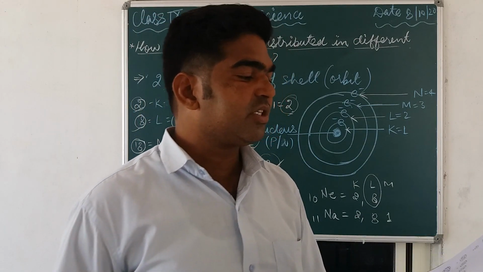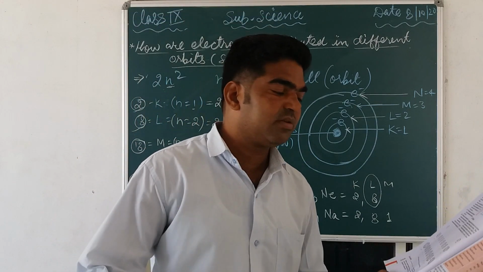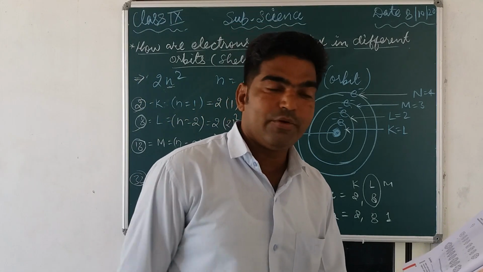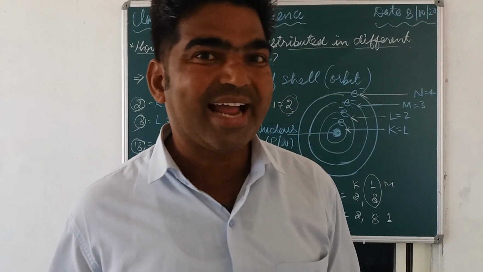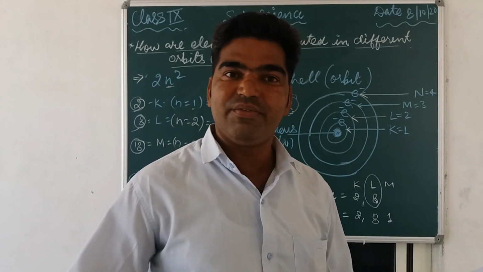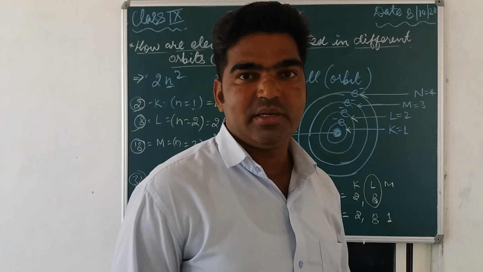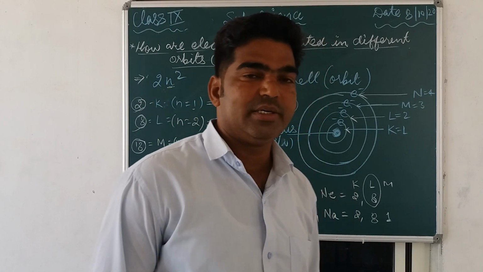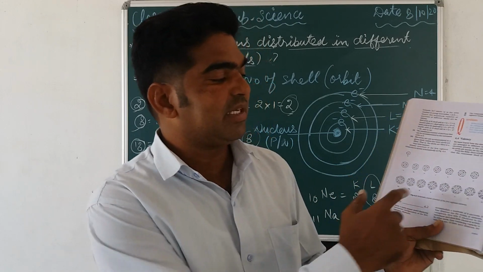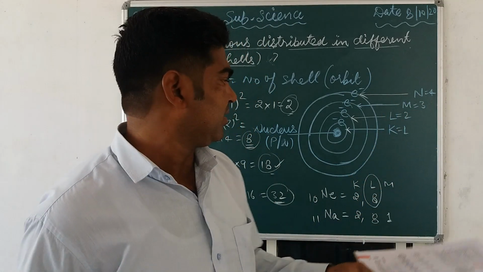So, the atomic structures of the first 18 elements: from hydrogen, helium, lithium, beryllium, boron, carbon, nitrogen, oxygen, fluorine, neon, sodium, magnesium, then aluminium, silicon, phosphorus, sulfur, chlorine, argon, up to 18, argon. Here this Bohr and Bury scheme is given, meaning how we can fill our electrons.